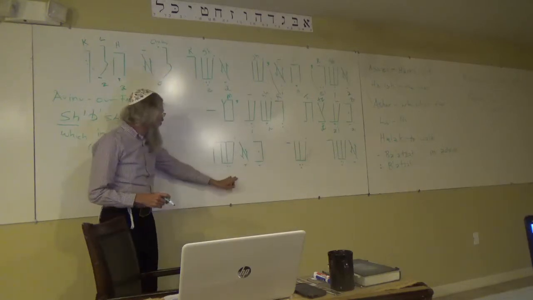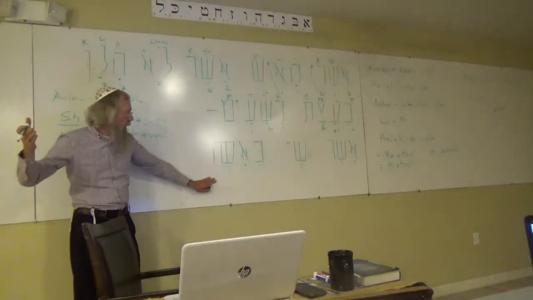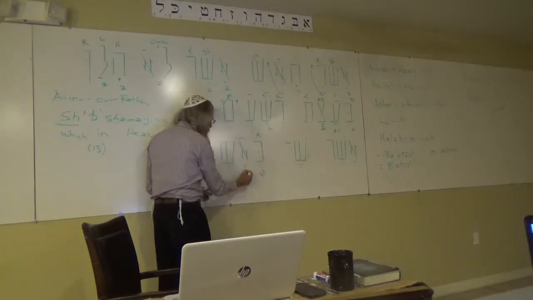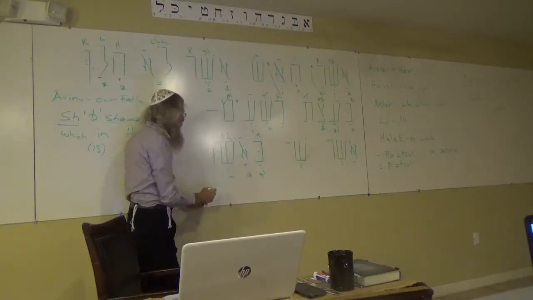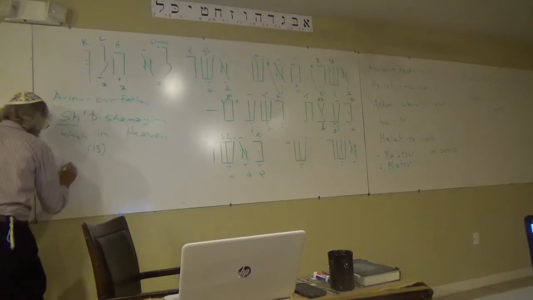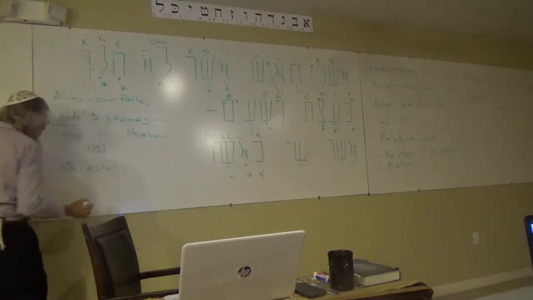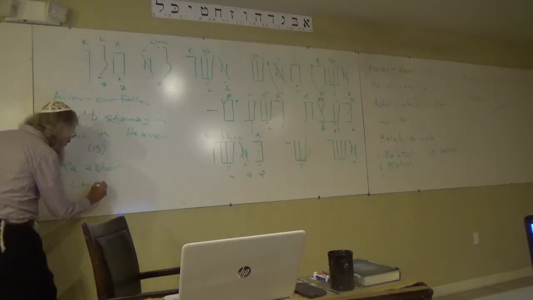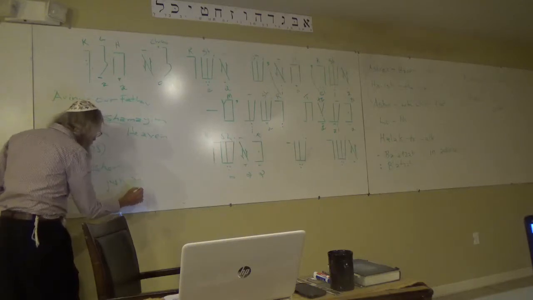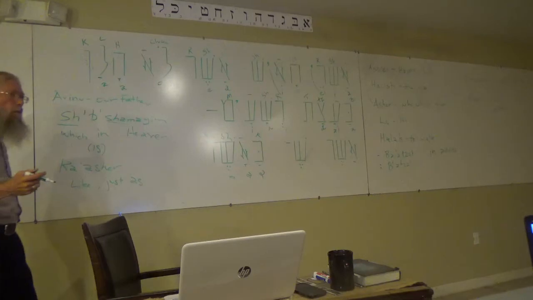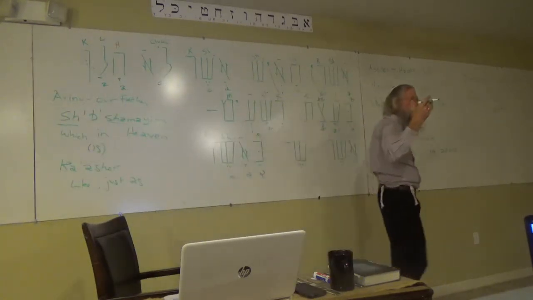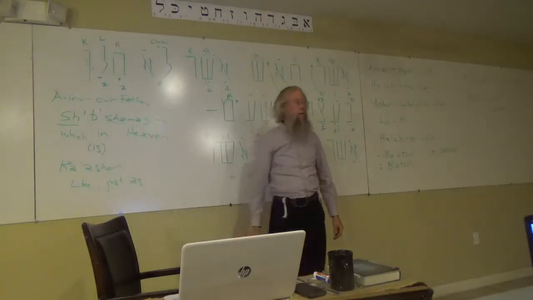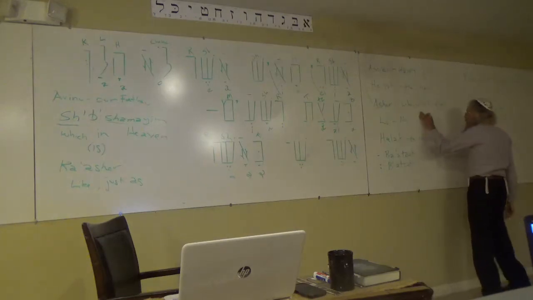The last one is Ka'asher. Everyone, Ka'asher. Again, Ka'asher. You have the Kaf. Notice that you have the Kaf outside of Aleph Shin Resh, Ka'asher. Which means like, just as. Like as in similar. This is like that. Be like that person. Don't be like that person. Notice that the root of Ka'asher is what? Asher. The root of Ka'asher is Asher. What? Which? That. Who?